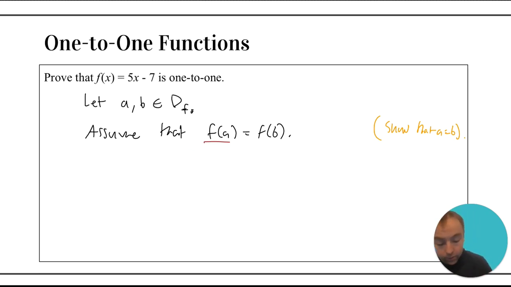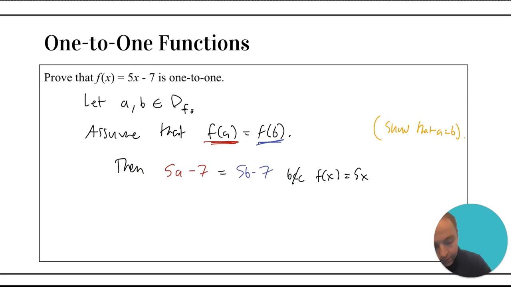So based on my assumption, f of a and f of b would be two quantities that we know what they are, because you would just plug a into f, so 5a minus 7, and plug b into f, so 5b minus 7. Those things would then be equal, so we can say that that is true because we know that f of x is equal to 5 times x minus 7, right?